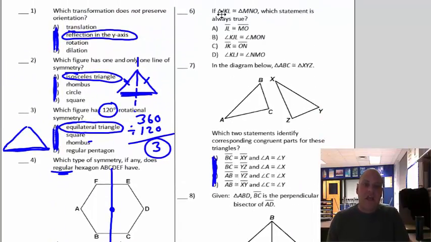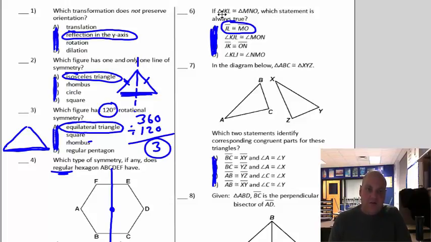If triangle JKL is congruent to MNO, which statement is always true? You guys got to go by the letters. So it's going to be JL congruent to MO. It's going to be this one right here. Again, the choices are out of order. It's your choice C. And why is that?